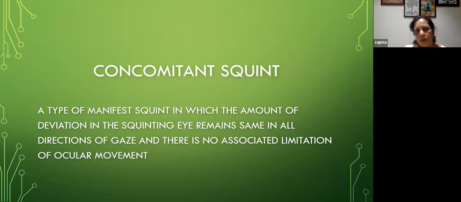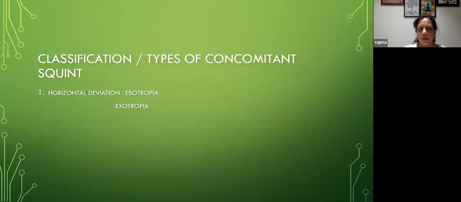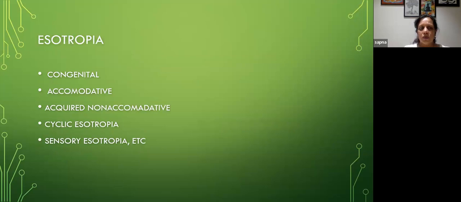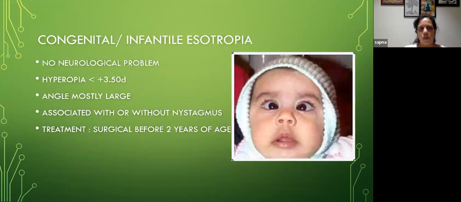Now we come to the concomitant squint or non-paralytic squint. This is the type of manifest squint in which the amount of deviation in the squinting eye remains the same in all directions of gaze and there is no associated limitation of any ocular movement. We are mainly talking about the horizontal deviations, the esotropias and the exotropias. The common esotropias are the congenital or infantile esotropia, the accommodative, acquired non-accommodative esotropia, cyclic esotropia, sensory esotropia, and there are some other rare forms too.